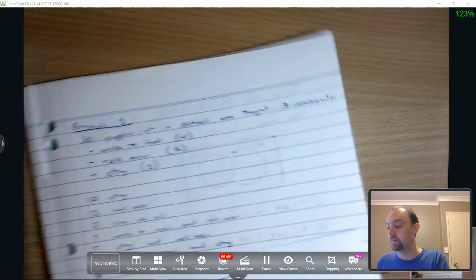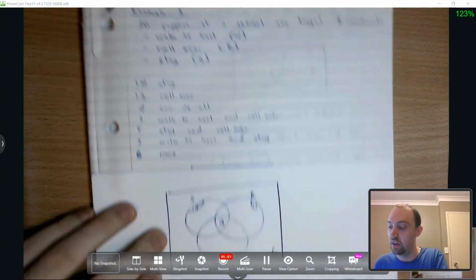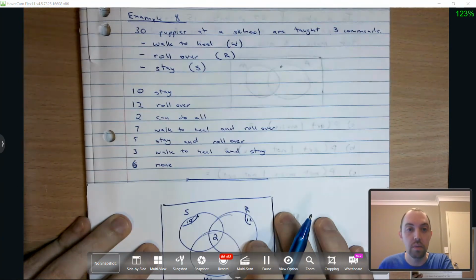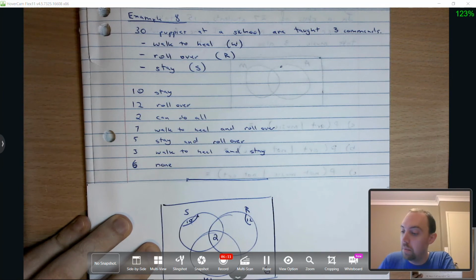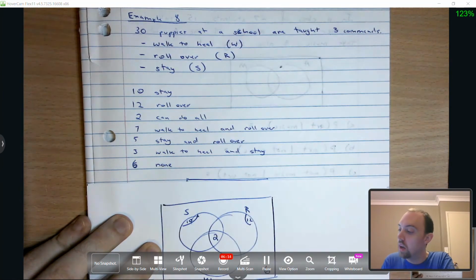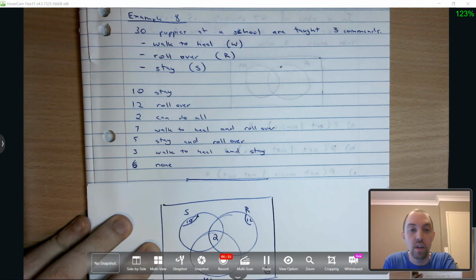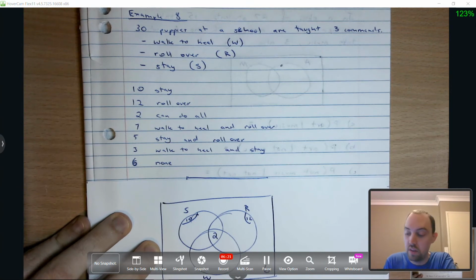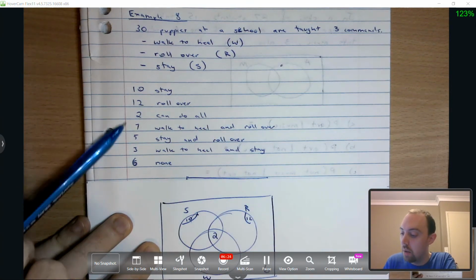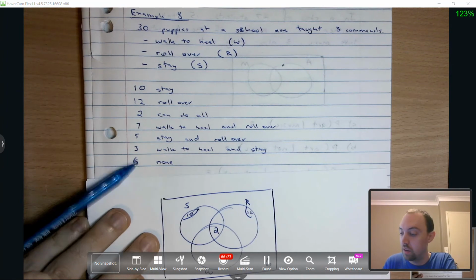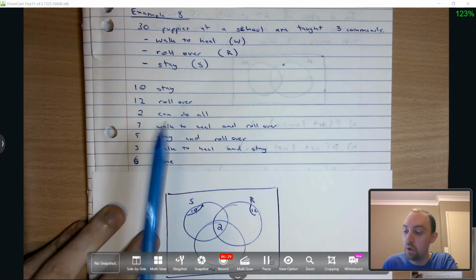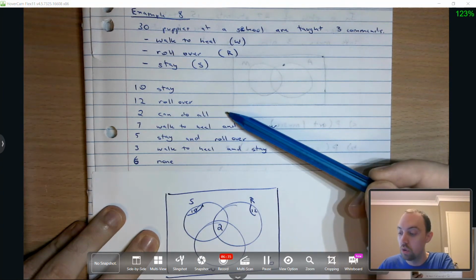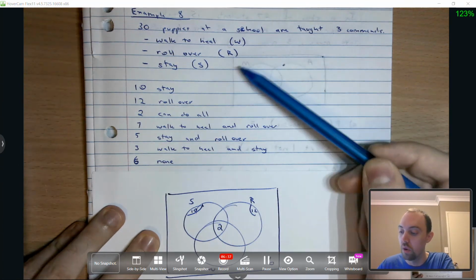So, let's talk about another example here. 30 puppies are at a school. They are taught 3 commands. They can walk to heel, they can roll over, or they can stay. And we're given several bits of information about what is happening with these 30 puppies. We know 10 of them have learned to stay, 12 of them have learned to roll over, 2 can do all 3 of these: walk to heel, roll over, and stay.